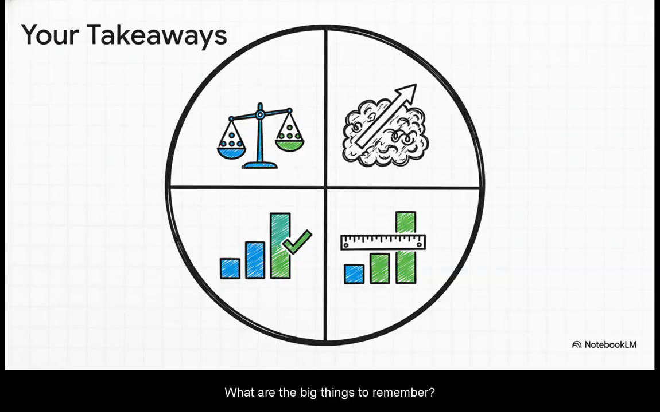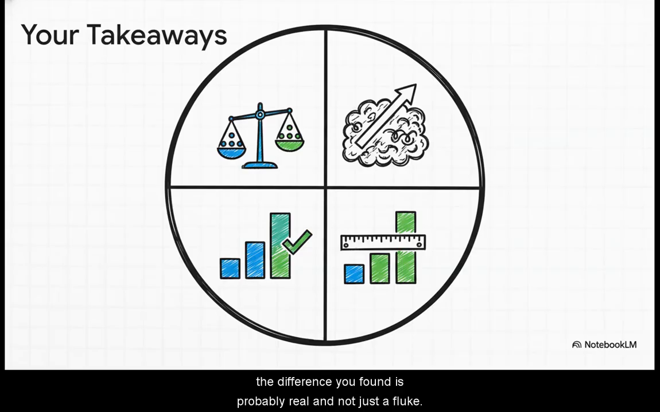Okay, so let's boil this all down. What are the big things to remember? 1. The t-test is your go-to for comparing the averages of two separate groups. 2. It all comes down to that signal versus noise ratio. 3. A significant result just means the difference you found is probably real and not just a fluke. And 4. Don't forget effect size. It tells you how much that difference actually matters.